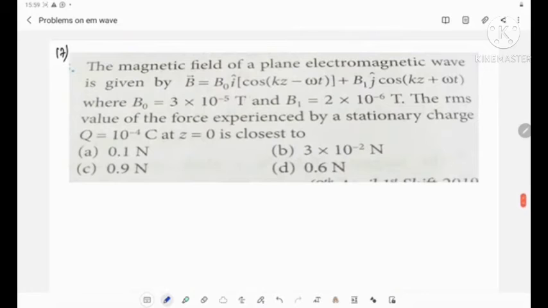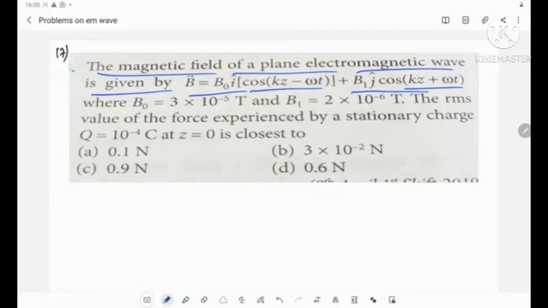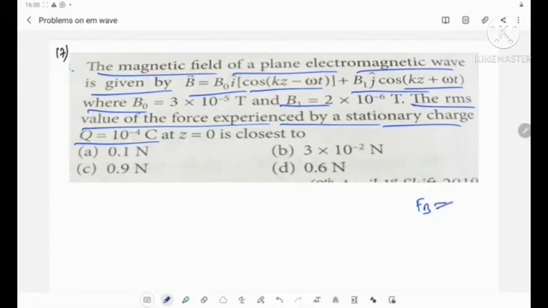Next, 17. The magnetic field of a plane electromagnetic wave is given by B naught cos kz minus omega t, B1 j cap cos kz plus omega t, where B naught and B1 are given. The RMS value of force experienced by the stationary charge Q is equal to 10 to the power of minus 4 C at Z is close to. Stationary means force due to magnetic field is 0. Only force due to electric field. Force due to electric field.